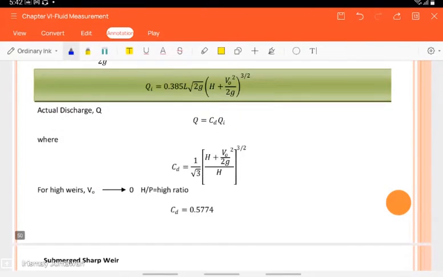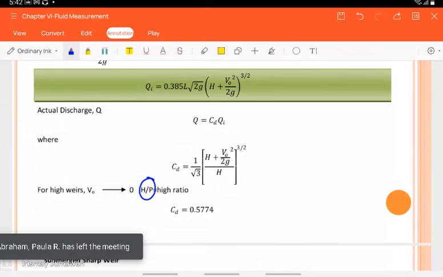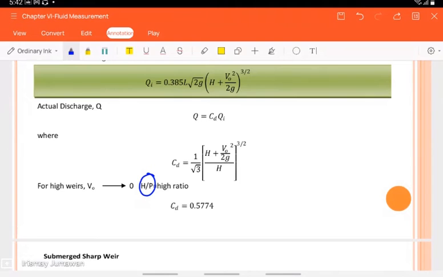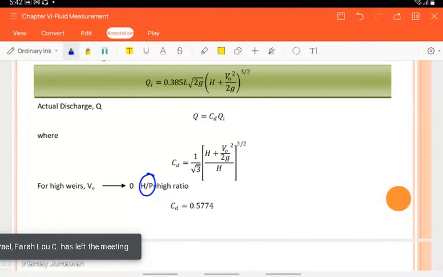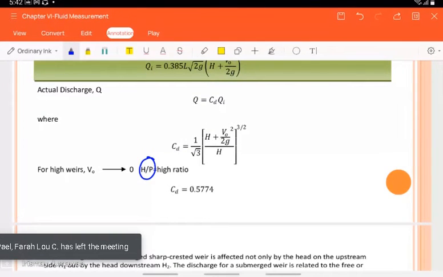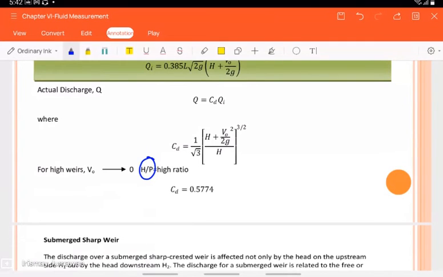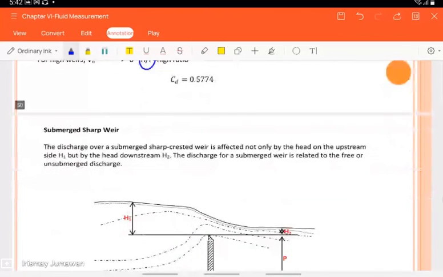So here, if your weir is very high, the ratio of the head over the height of the weir is also very high. So we have to neglect the velocity of approach. It is approximately equal to 0. So the CD is 0.577 if you have a very high ratio for the head over the weir height. Okay, so we have also this one.